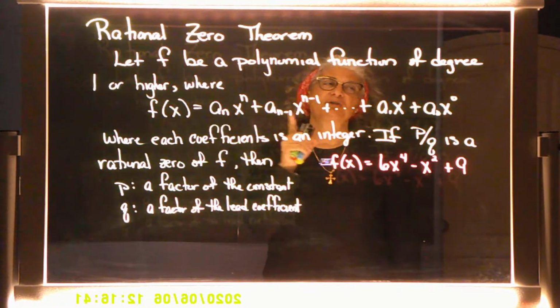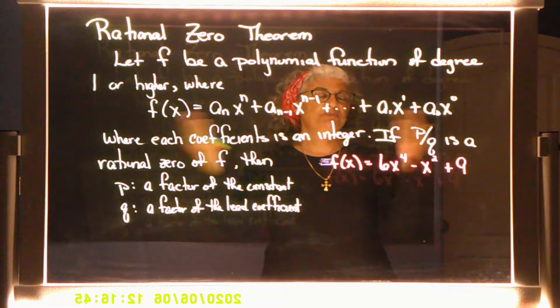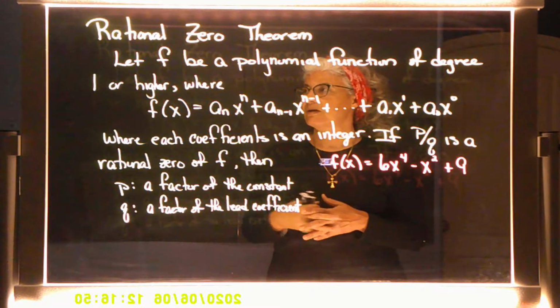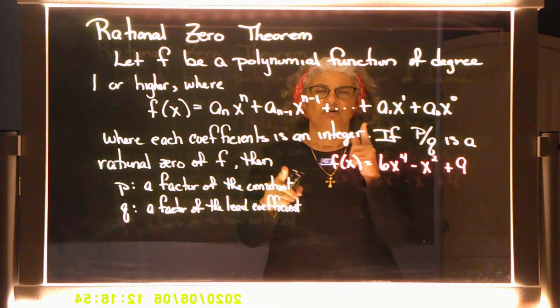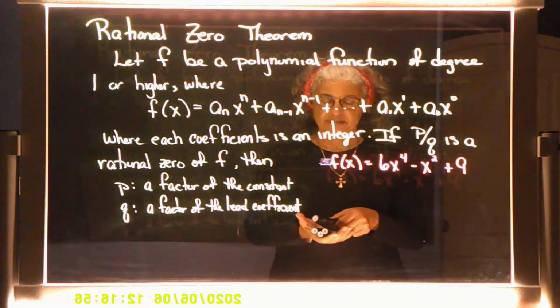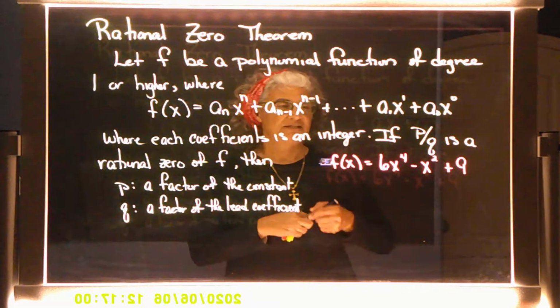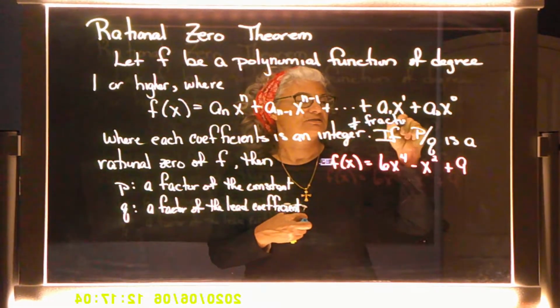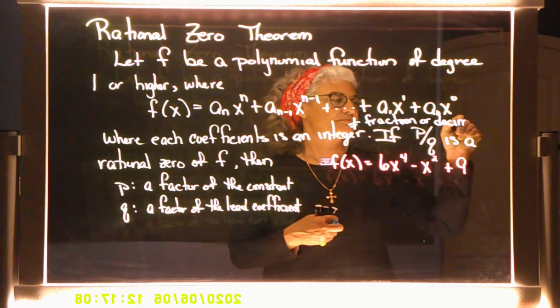Let f be a polynomial function of degree 1 or higher where, here's our typical polynomial. We have seen it before. This is nothing new. Where each coefficient is an integer. Remember, sometimes it's easier to describe what's not an integer. Right. An integer is not a fraction or decimal.